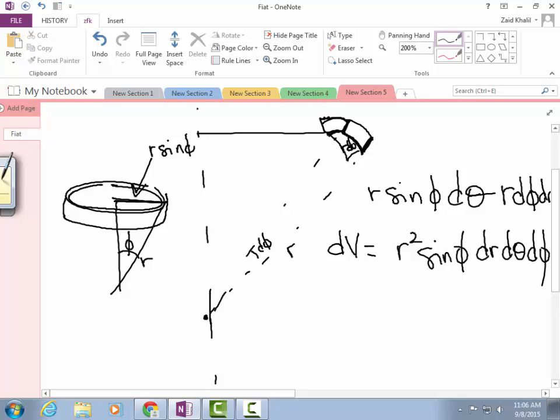Yeah, it's a little nastier. And with that, are we done? If you're integrating over something that's a sphere or a hemisphere, you might want to use spherical coordinates. Each one of those has their advantages given the type of shape.